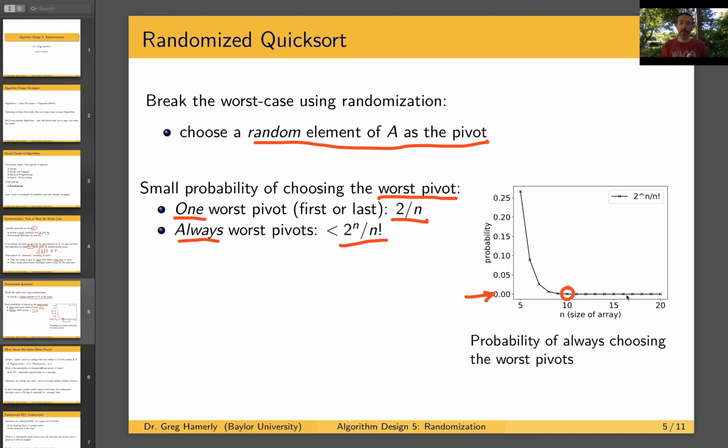But that's the worst case pivot. If you think about the worst case pivot, it's either the first or the last. In other words, really it's the least or the greatest value.